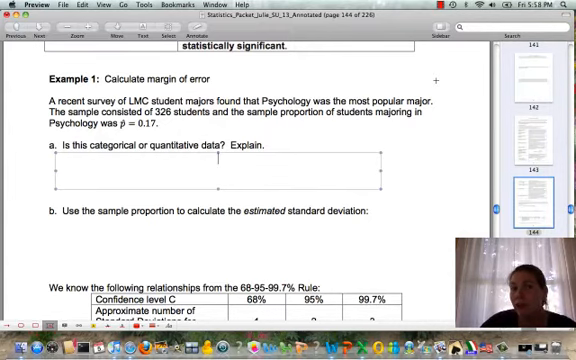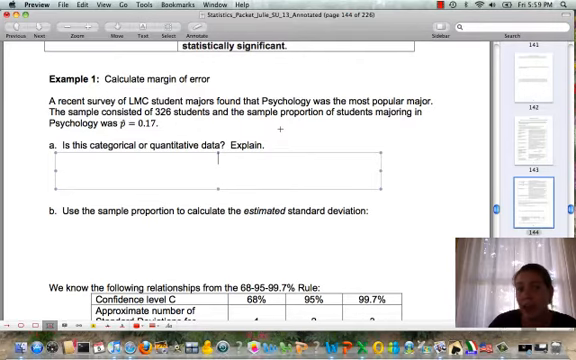A recent survey of LMC student majors found that psychology was the most popular major, and the sample consisted of 326 students, and the sample proportion of students majoring in psychology was p hat equals 0.17. So we call this mark on top of the p a hat, or you could call it a caret. And remember, the sample proportion is the point estimate for the population proportion, but remember, it's almost always wrong. So because it's almost always wrong, we're going to look at interval estimates to see just how wrong or how close to being right it is.